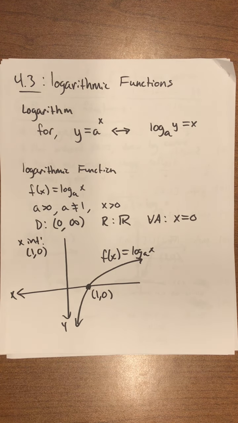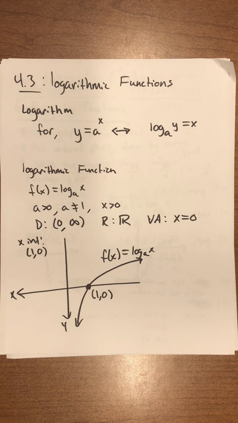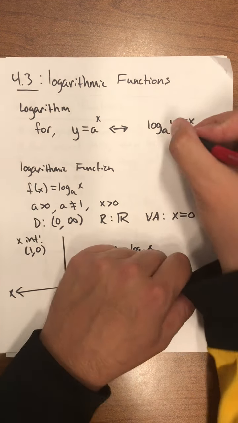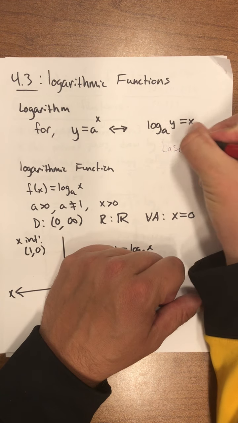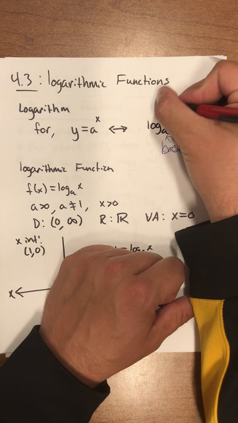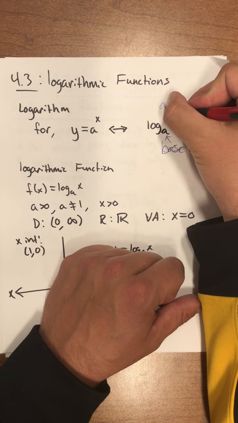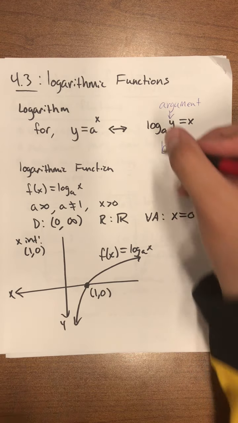This is 4.3 logarithmic functions. A logarithm means for y equals a to the x, the log base a of y equals x. So that's the base. What's inside the log is called the argument.